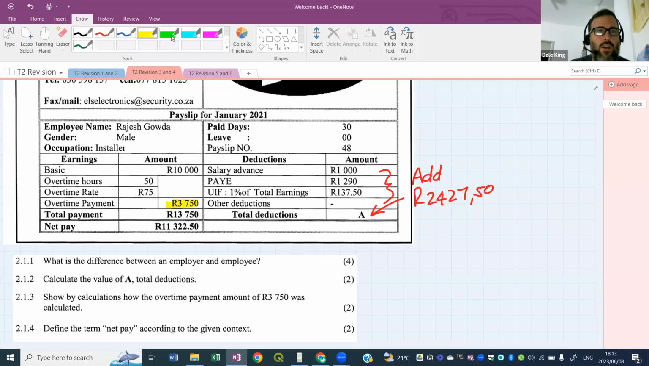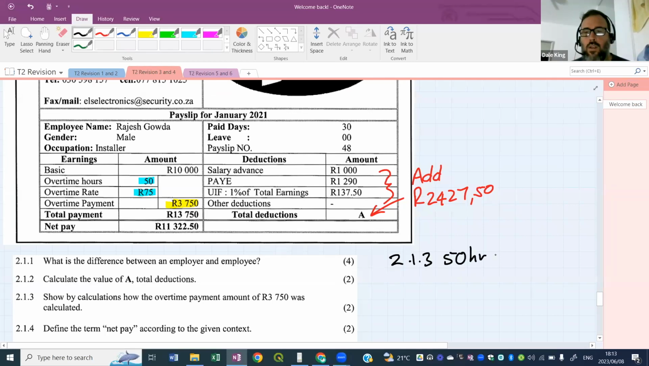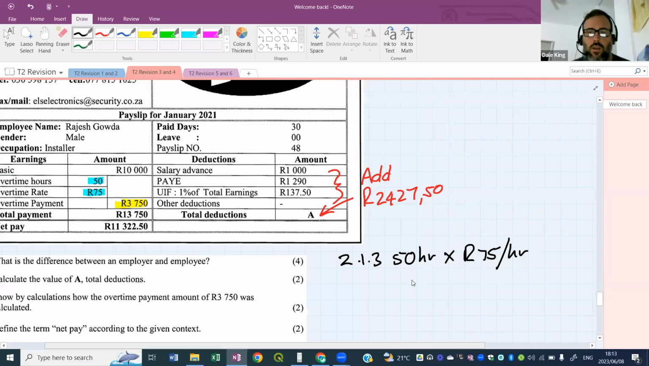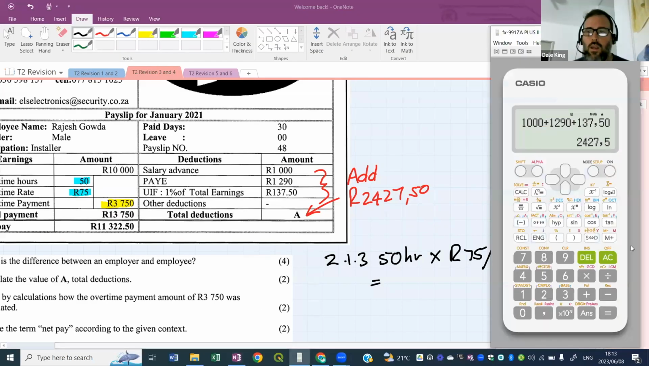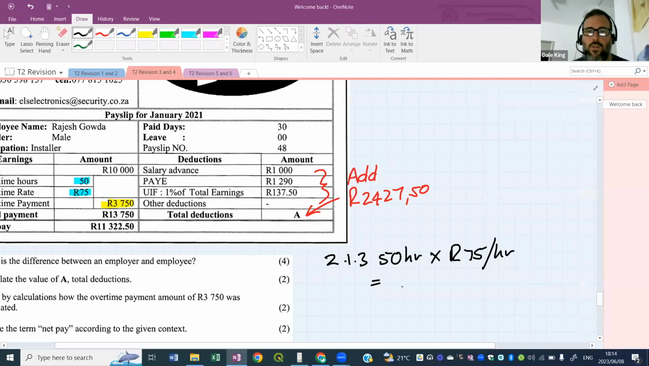This overtime amount is made up of the hours, which is 50, and the rate, which is obviously 75 Rand per hour. Hours times rate is 3750 calculated, and we've got an answer from someone there on the screen already. So I'm just going to write here 213. It's 50 hours, and I'm writing all my units as you should too. 75 Rand per hour. And this gives us, oopsie, sorry, we're checking here. So 50 times 75. Yes, that gives us 3750.